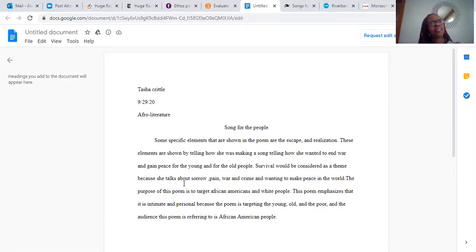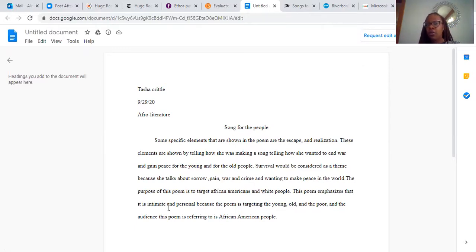It not only acknowledges how long or how far the battle for emancipation had taken, but also an awareness of what it is to look forward to. So again, we see that. You said she talks about sorrow, pain, war, and crime, and wanted to make peace in the world. The purpose of the poem is to target African Americans and white. I definitely agree with that.